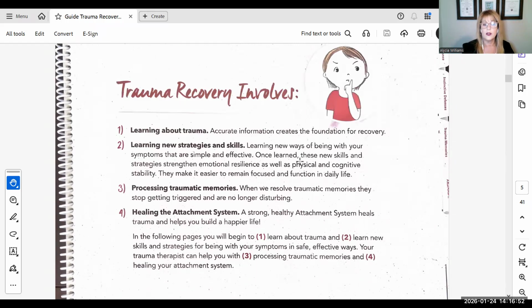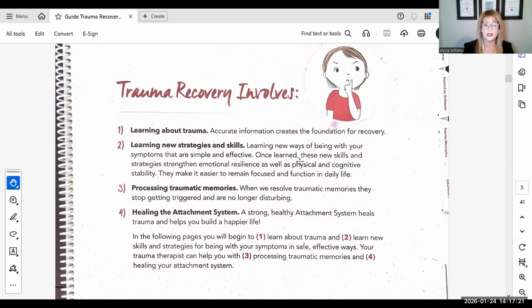Number two, learning new strategies and skills, learning new ways of being with your symptoms that are simple and effective. Once learned, these new skills and strategies lengthen emotional resilience as well as physical and cognitive stability. They make it way easier to remain focused and function in daily life. So you're not hyper focused above, or on the couch below the window of tolerance.